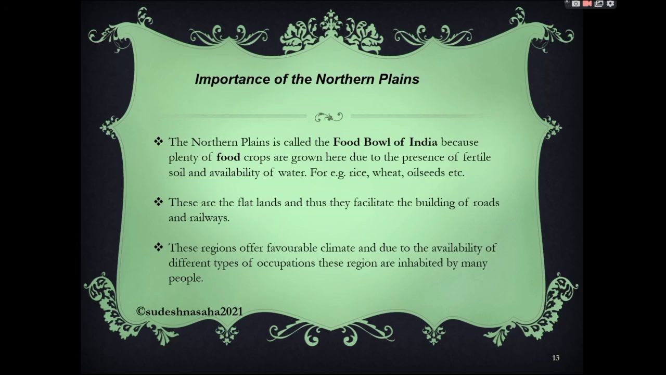These are flat lands and thus they facilitate the building of roads and railways. These regions offer favorable climate, and due to the availability of different types of occupations, this region is inhabited by many people.